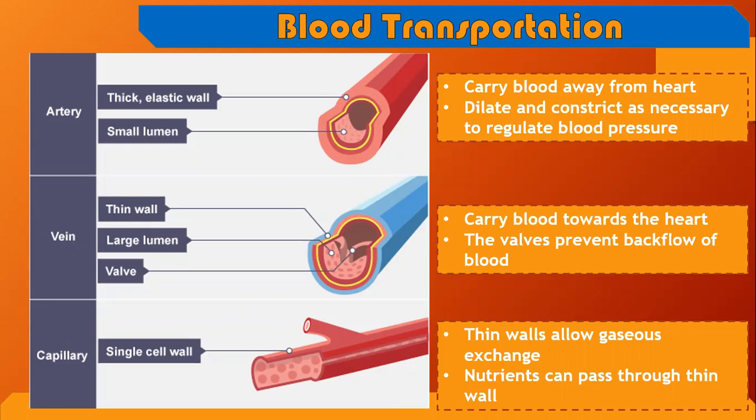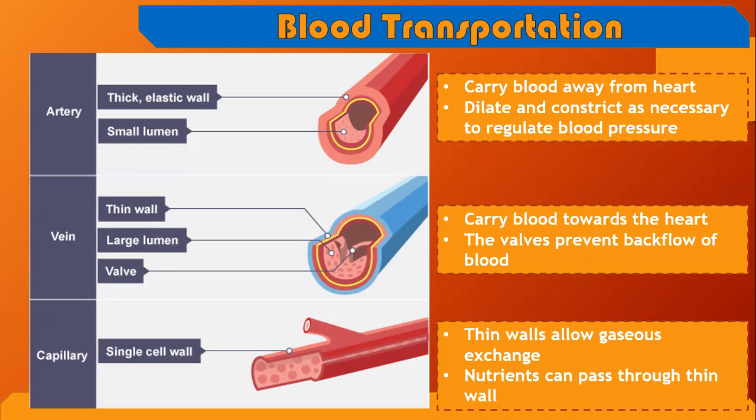There are three main types of blood vessels in the body. Arteries, they carry blood away from the heart. You can remember this by A for away. They get wider, so they dilate, and thinner, or they constrict, depending on the need that the body has. So for example, during exercise, our heart rate increases and more blood needs to be pumped around the body. The arteries expand to allow for increased blood flow, and this helps to regulate blood pressure.